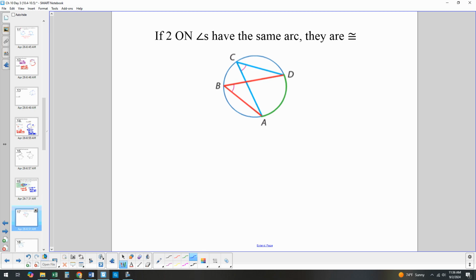If two inscribed angles have the same arc, those angles are congruent. And it makes sense because let's say we knew that this angle was 60 degrees, that would make this arc double that, or 120. If this arc is 120, this angle would be half of that, or 60 degrees. So as long as they share an arc, as long as they're lighting up the same with their light beam, they're the same flashlight.